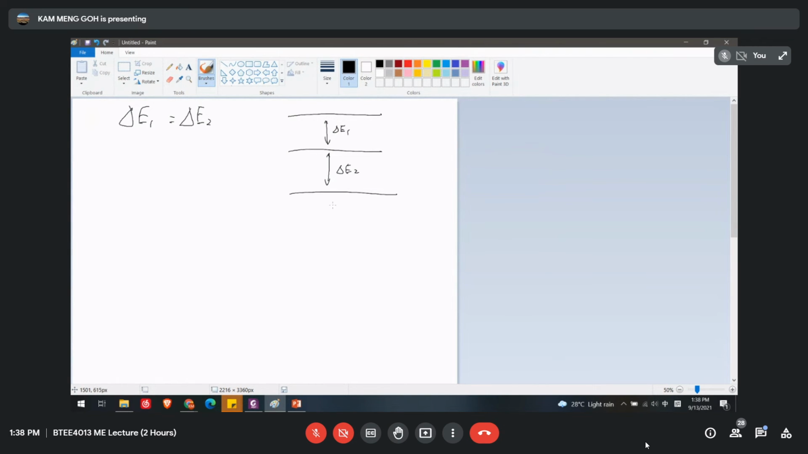If both are having the same probability, which means that the above one will be 1 plus exponential E1 over KT, will be equal to 1 minus 1 plus exponential, and you have to put the negative E2 here. Why? Because this one is below. Okay, they are supposedly to be the negative value.